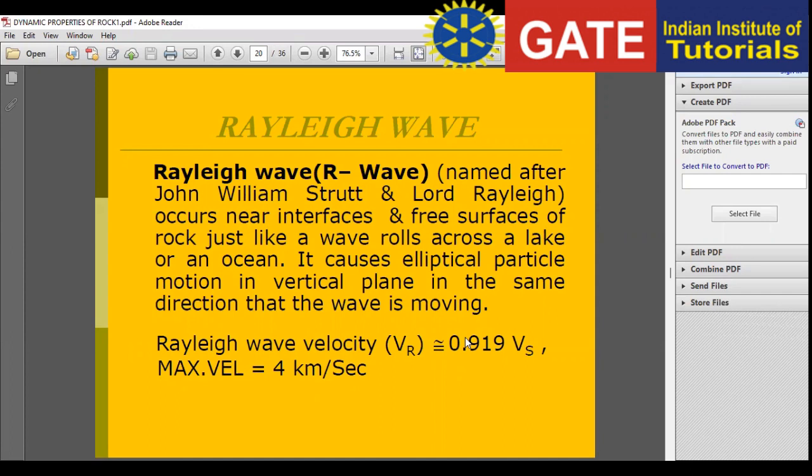So if we compare the different seismic waves on the basis of speed, P wave velocity is the highest, then the secondary wave, which is about 0.6 times the P wave, and then the surface wave comes. So the surface wave, basically the Rayleigh wave velocity, is 0.91 times the secondary wave velocity, and the maximum velocity is 4 km/s. Okay.